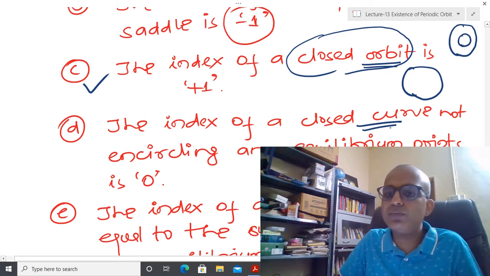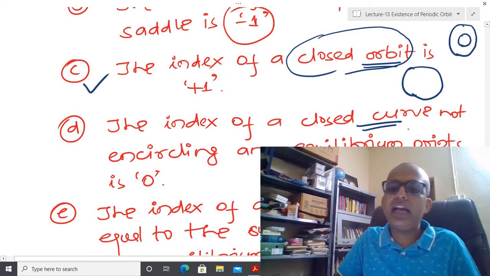Closed curve, do you have any confusion in closed curve and closed orbit? No, no, sir. Ankit, are you here? Yes, sir. No confusion, sir. Okay, so no confusion, then I will proceed further.